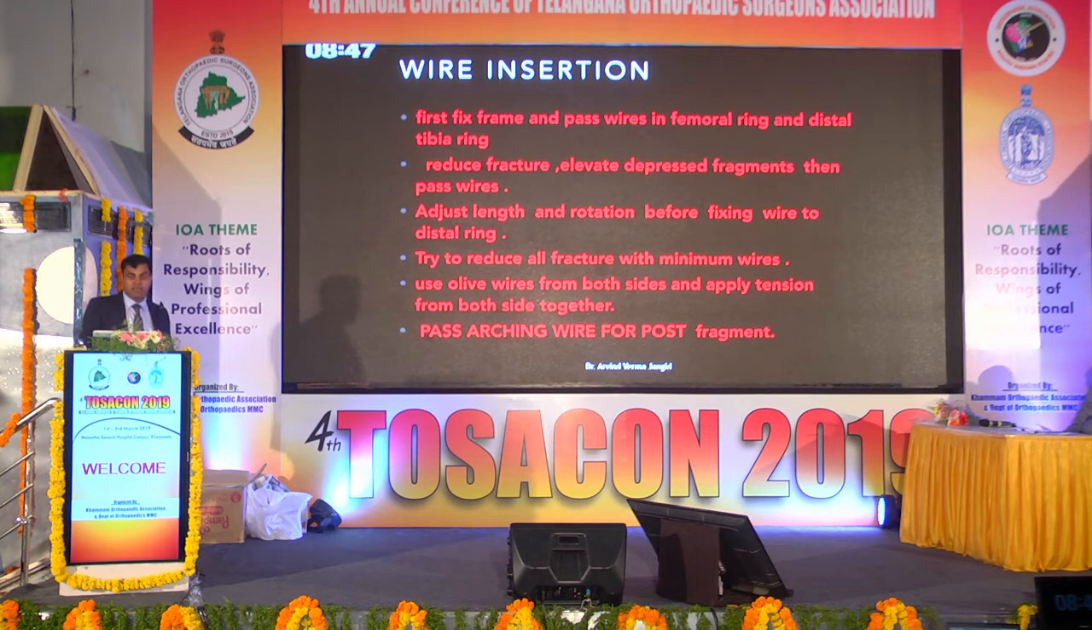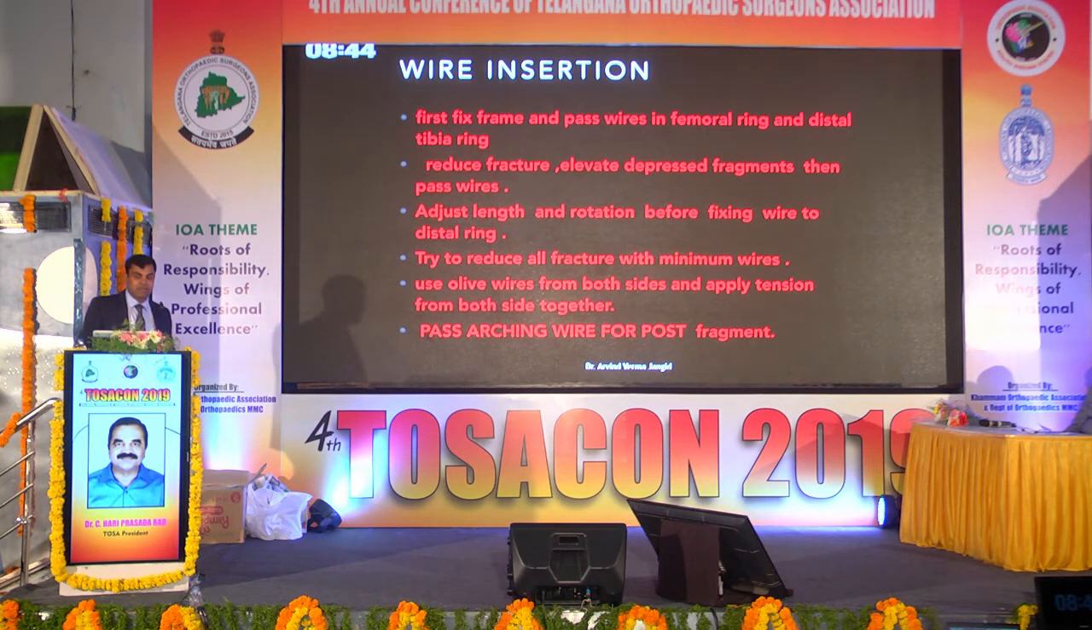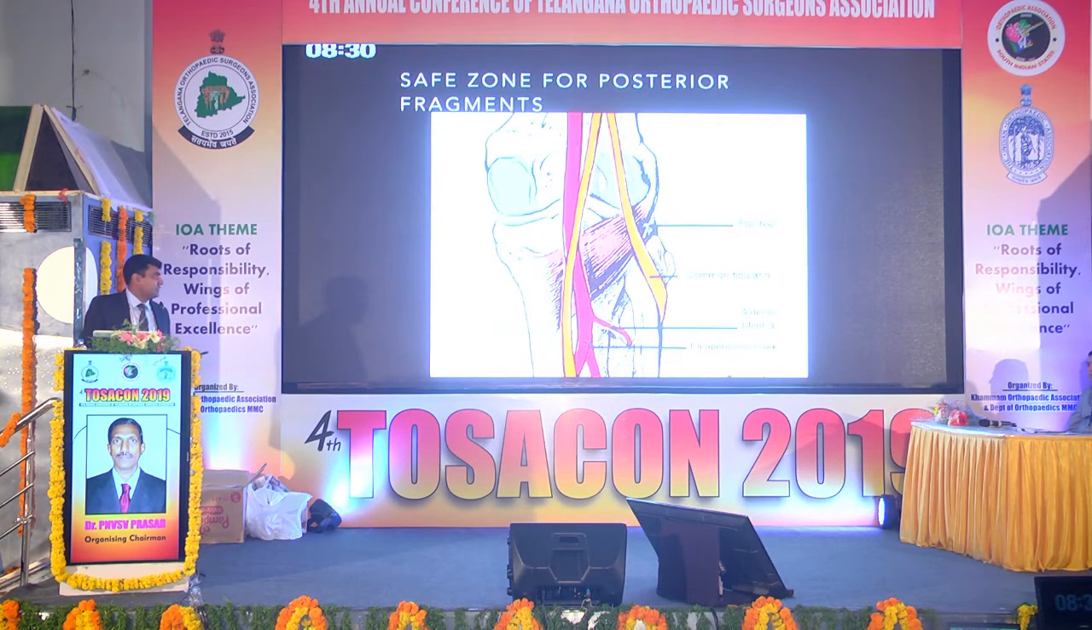Reduce the fracture, elevate the depressed fragment, then pass wire in the fracture area. Adjust length and rotation before fixing the wire to the distal ring, and try to reduce the fracture with minimum wires. Don't use wire in the fracture area without reducing. Pass an arching wire for the posterior fragment. This is a safe zone.